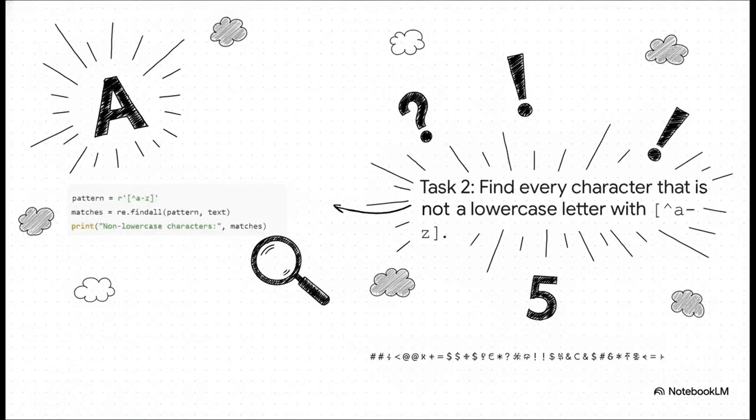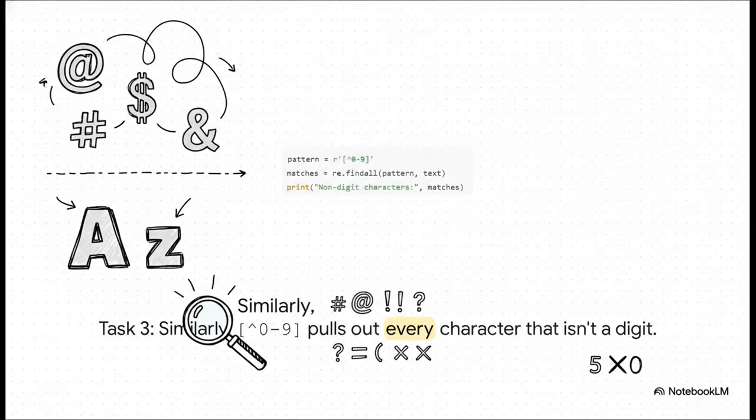How do we find every single character that is not a lowercase letter? Well, the pattern is just beautiful in its simplicity. Caret a-z, in brackets. You've got the caret for not and a to z for that whole range of lowercase letters. When we run this, it's just going to snatch up every capital letter, every number, every space, and every symbol in our text. And you guessed it, the exact same logic works perfectly for numbers.